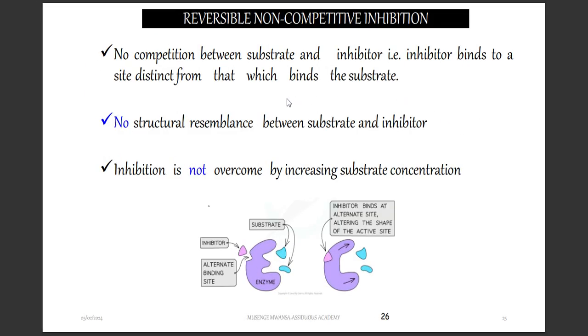You also have non-competitive inhibition. Now, with non-competitive inhibition, you can have reversible or non-reversible. Reversible here, no competition between the substrate and the inhibitor.